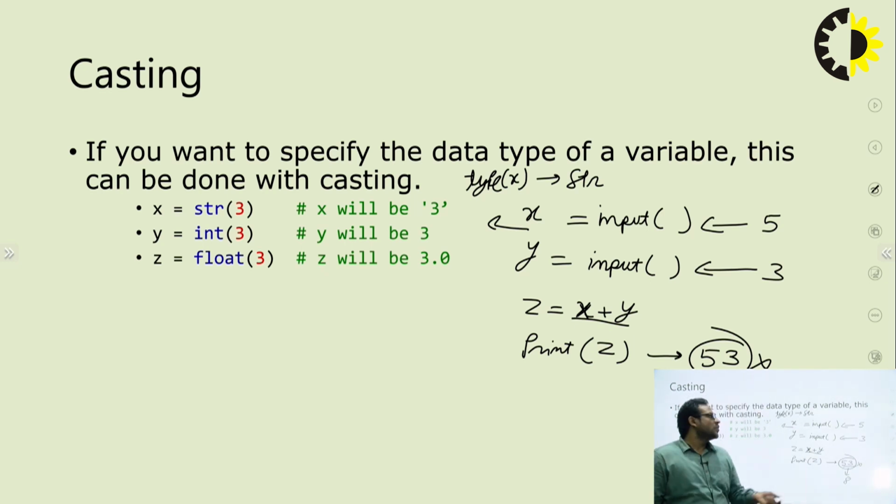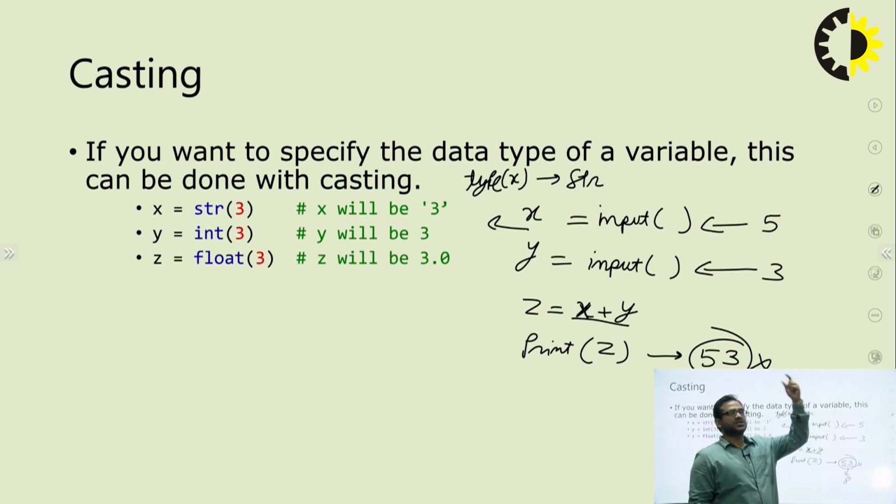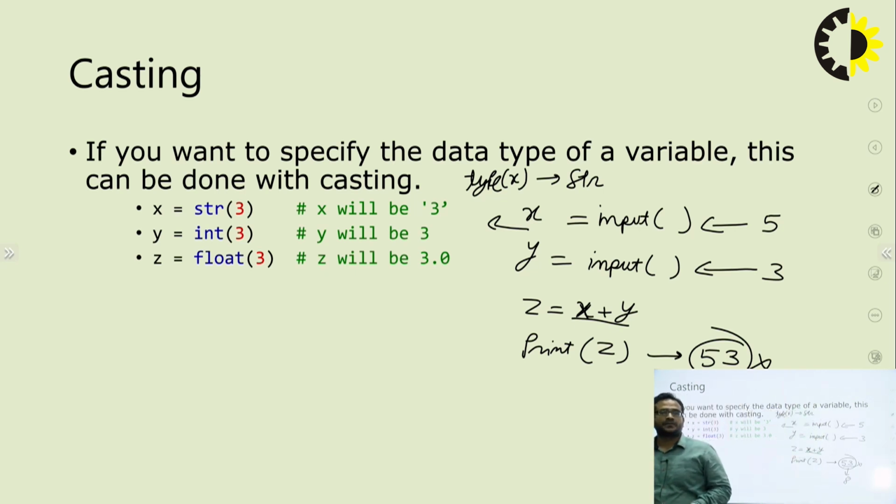So what you have to do is convert this string to an integer. Understand my point? What is the problem? The problem is that whenever you take an input, it is in string format and you need an integer. So you have to convert that particular string into an integer, and that is where casting comes into the picture.